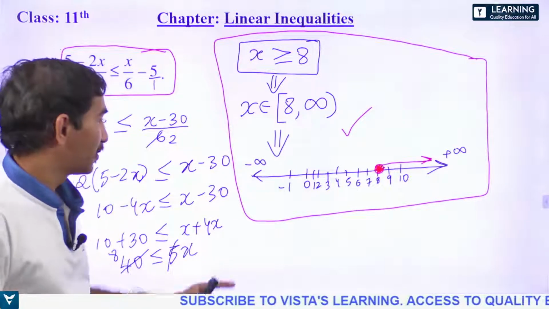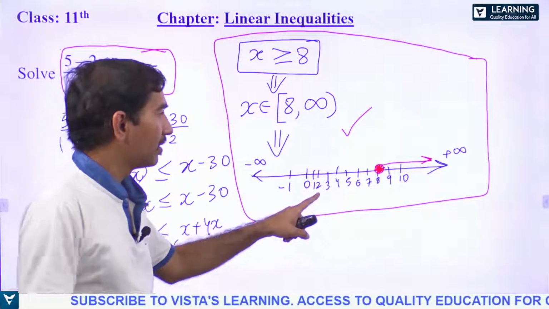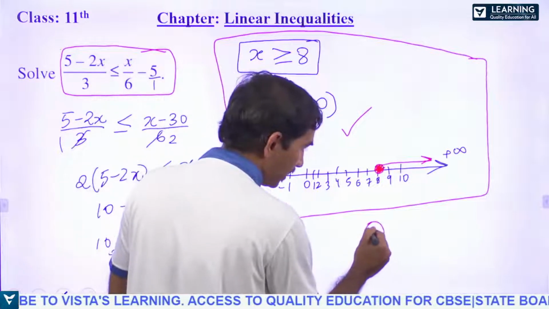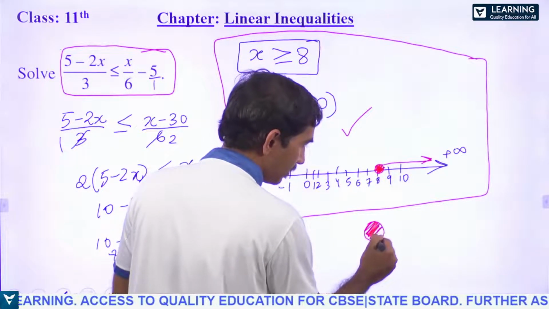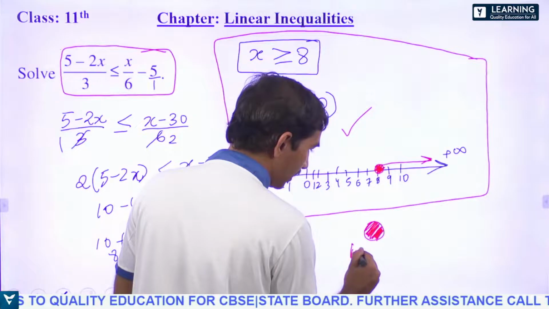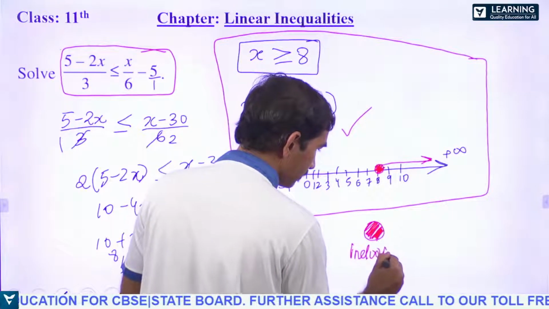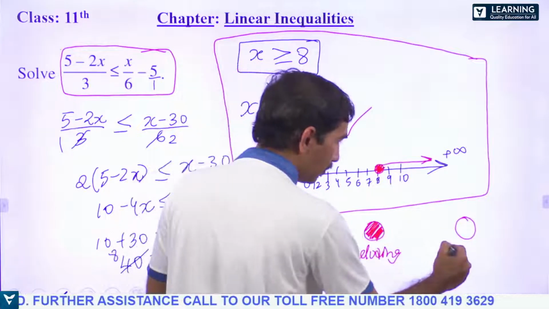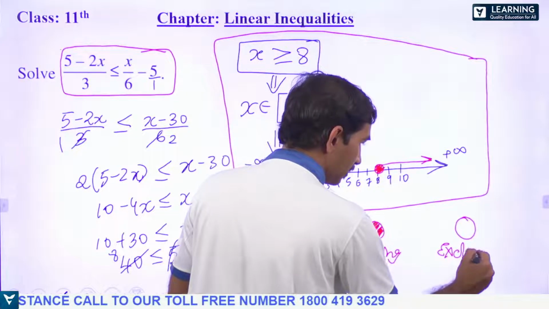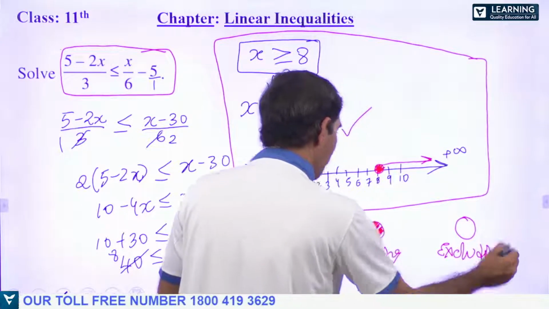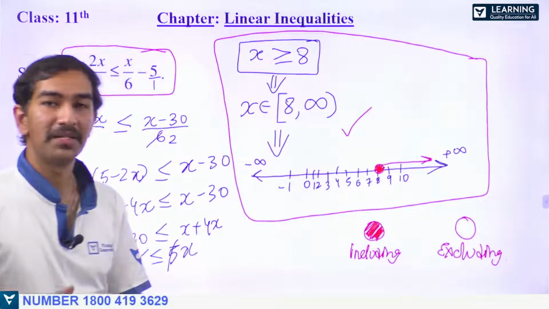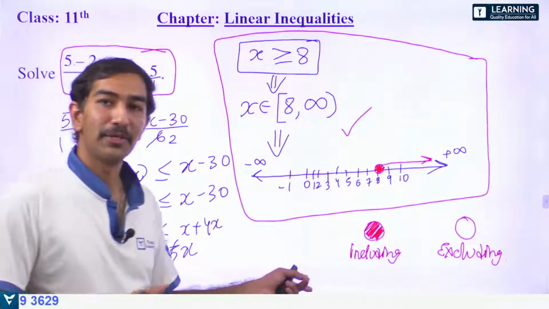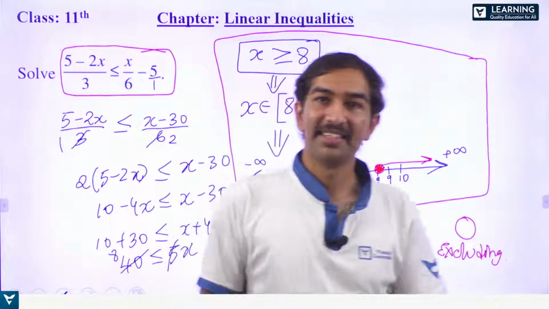Alright. So this is also important, students. Very simple: if you hatch it like this, you're including that number. If you're not hatching it at all, then you're excluding that number. You can pause the video here and make a note of these symbols, notations, graphical solution, inequalities, everything.